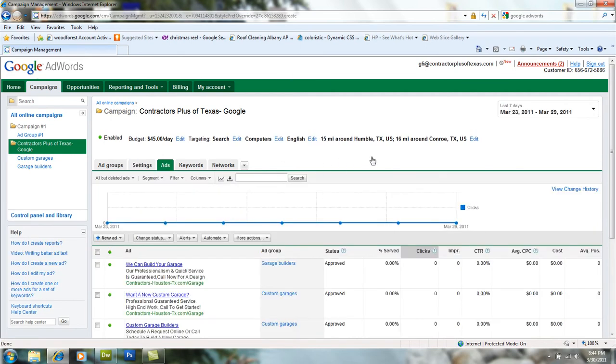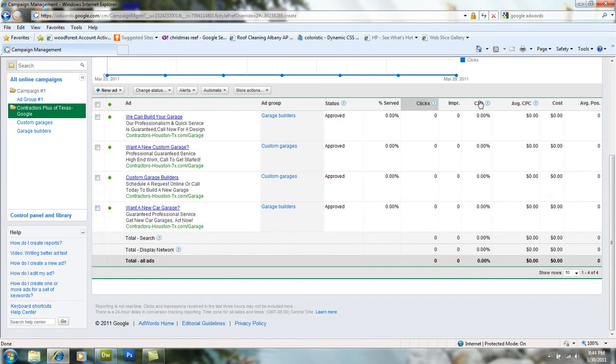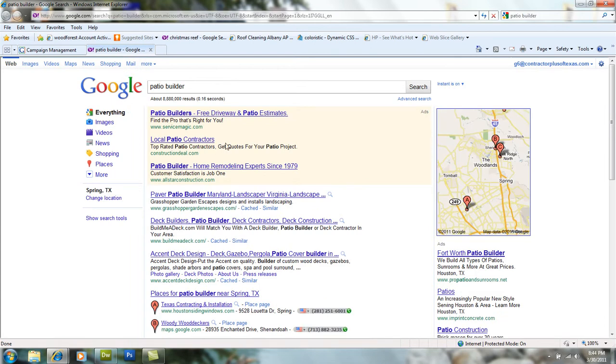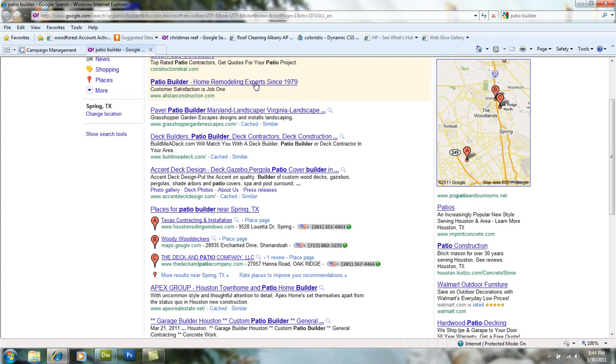I had a professional, kind of like a pay-per-click guy, create these ads. See this CTR, that's the click-through ratio, basically how many impressions. So this would show up like 200 times and you get 1 click. That means it showed up 200 times. Let's just say, for now I'm just going to do patio builder. These top positions are good. Over here is still fine, but this is really where we want to be.